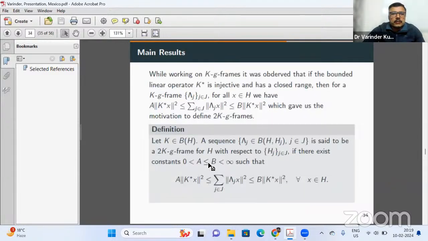And then while working on these kg frames, it was observed that if bounded linear operator k star is injective and has a closed range, then for this kg frame lambda j, this inequality holds. And this motivated us because here we are getting k star on both the sides. So we defined 2 kg frames because one kg frame was having k star on the left side only, not on the right side. So we are able to find k star on the right side also, then we are going to call it 2 kg frames. And this is how we have defined 2 kg frames. If this inequality is replaced by this one, it will be called 2 kg frames.